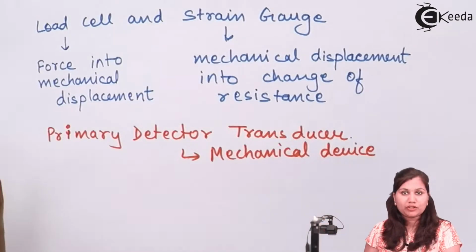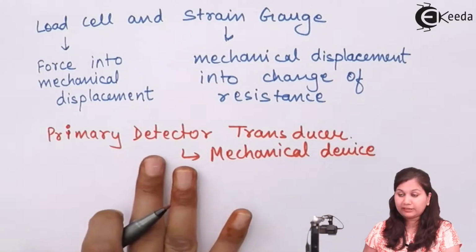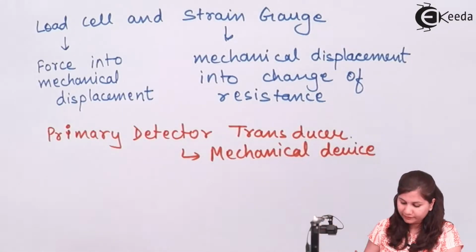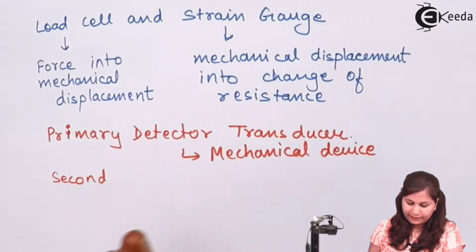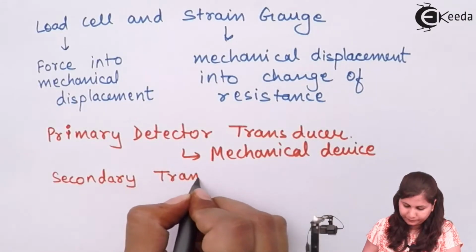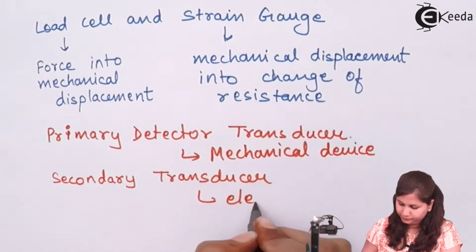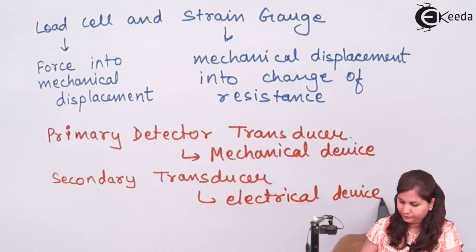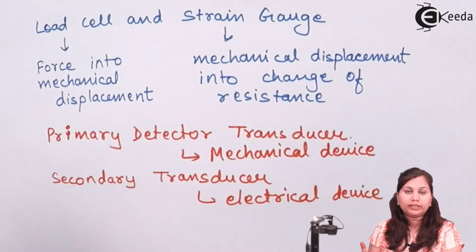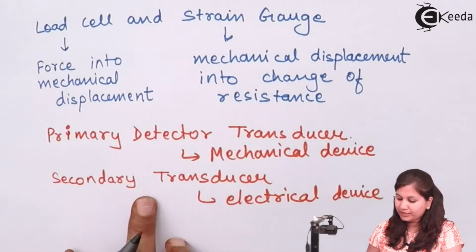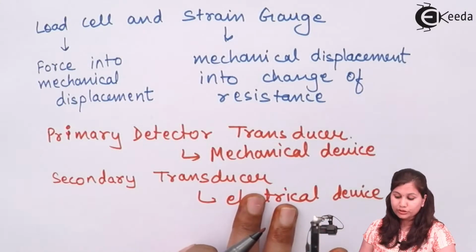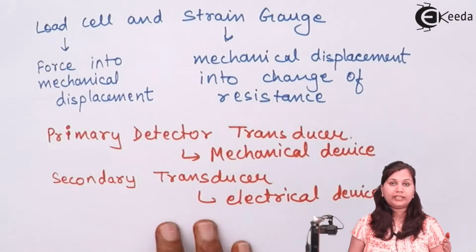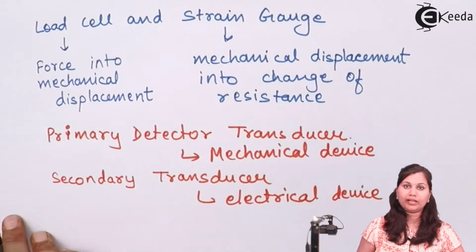So in most of the measurement systems we will have the primary detector transducer stage, which is a mechanical device, and the secondary transducer stage, which is an electrical device. So the mechanical device is going to convert a mechanical quantity into an intermediate signal, and that intermediate signal is converted into an electrical signal by the secondary transducer. So this is how the transducers are classified into the categories primary and secondary transducers.